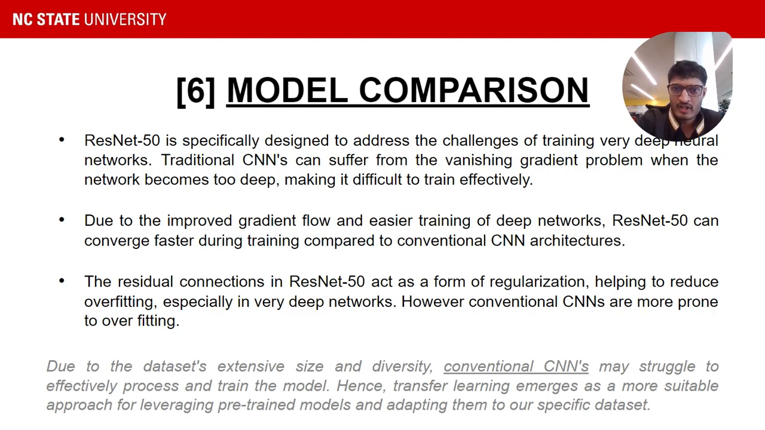Coming to the model, we have chosen ResNet 50 to address the challenges of training because our Google Landmark dataset has almost 5 million images, and a traditional CNN can suffer from the vanishing gradient problem when the network becomes too deep, making it difficult to train effectively. Due to improved gradient flow and easier training, we have chosen ResNet 50 to converge our data faster during training compared to conventional CNN architectures.